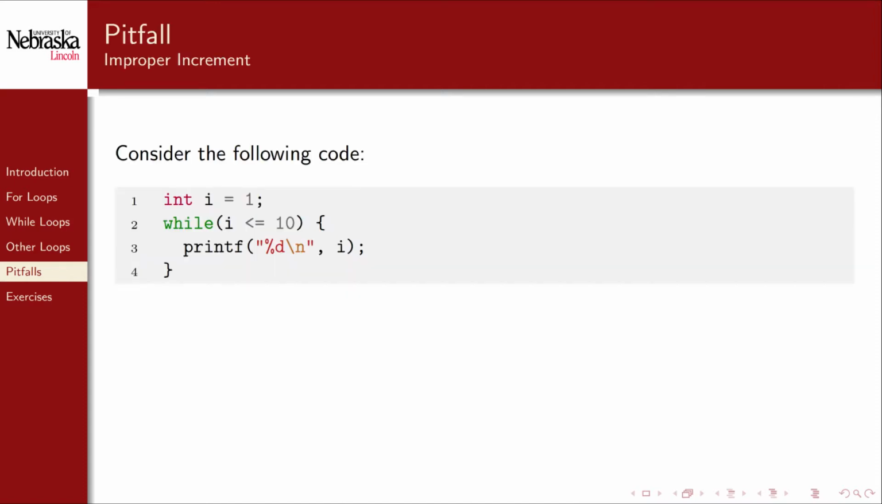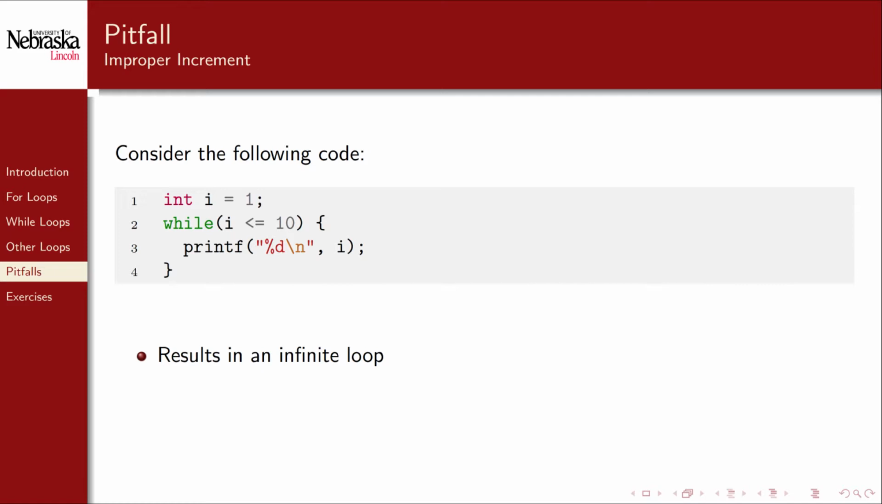So consider the following snippet of code. Hopefully you can see what's wrong. If we were to run this code, it would result in an infinite loop. That's because we forgot to include an increment operation to make progress towards the terminating condition. Thus, the value of i will never change, and the loop will forever print 1.